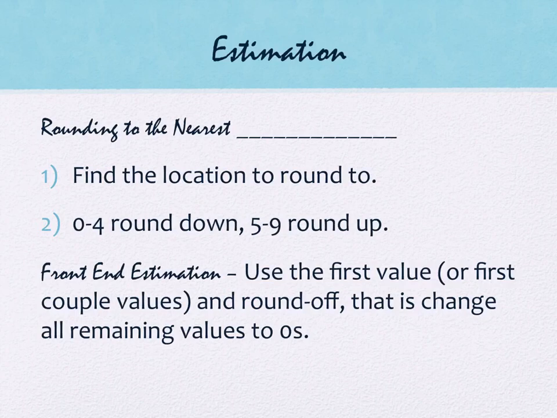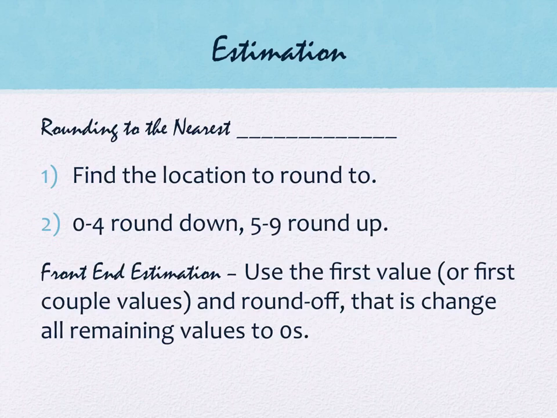All right, estimation. There's more than one kind of estimation. The one you're probably most familiar with is called rounding. With rounding, we need to know where we're rounding to. So this says rounding to the nearest blank, because you can fill in the blank with whatever place value you want. You can round to the nearest tenths, you can round to the nearest millionths, right? You can round to the nearest whatever it is.